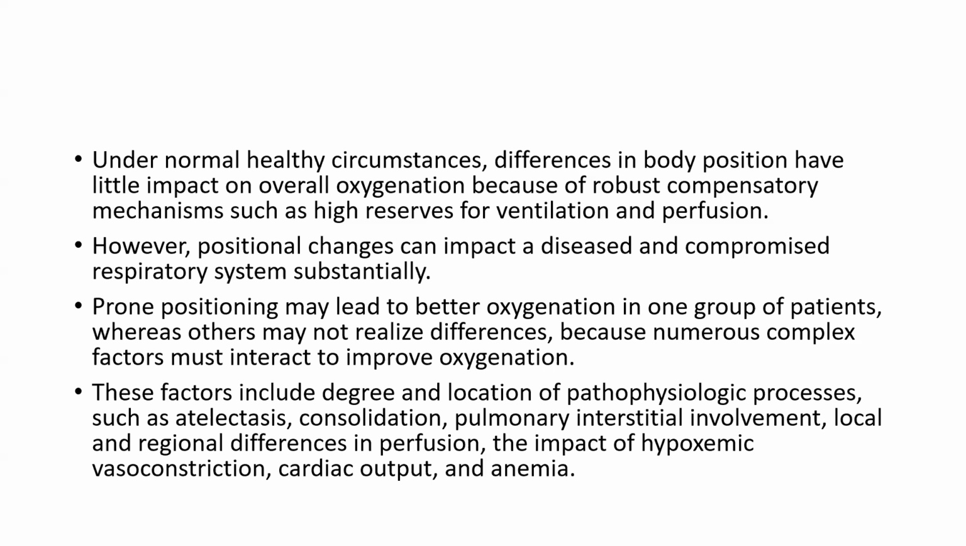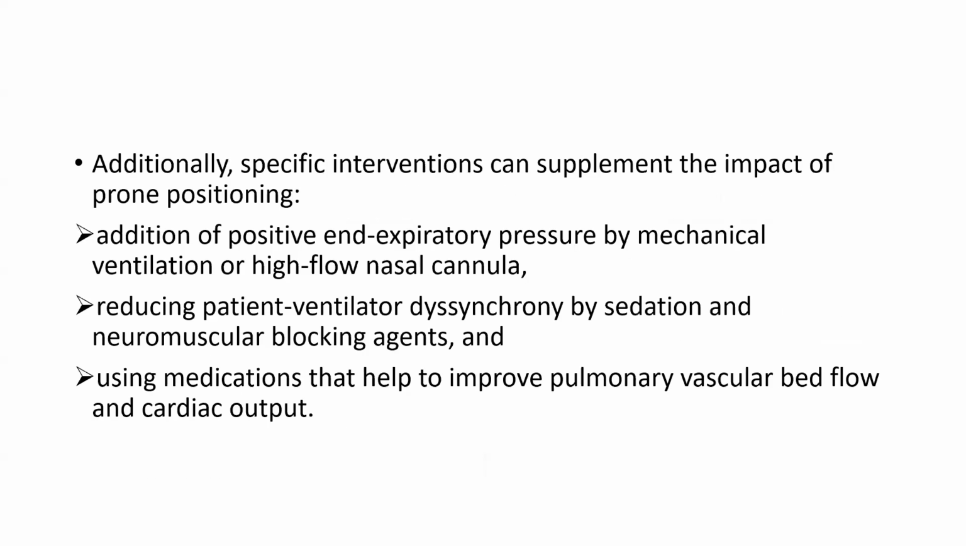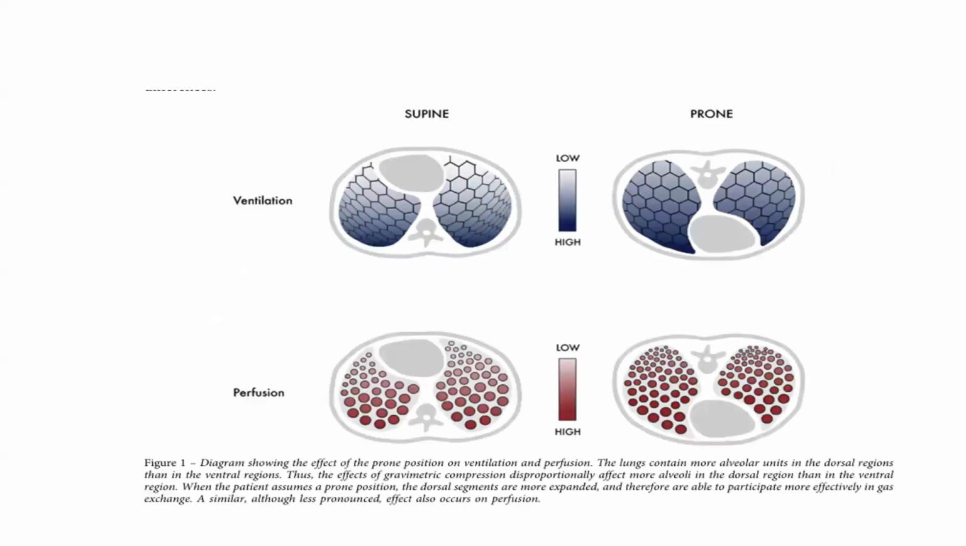These factors include the degree and location of the pathophysiological process, such as atelectasis, consolidation, and pulmonary interstitial syndrome, local and regional differences in perfusion, and the impact of hypoxic vasoconstriction, cardiac output, and anemia. Additionally, specific interventions can supplement the impact of the prone position, like adding positive end-expiratory pressure by mechanical ventilation or high flow nasal cannula, reducing patient-ventilator dyssynchrony by sedation or neuromuscular blocking agents, and using medication that helps improve pulmonary vascular bed flow and cardiac output.